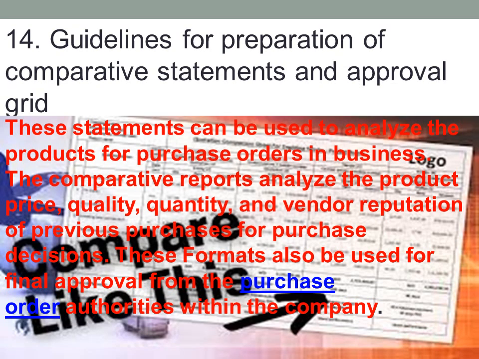SOP about the guidelines for the preparation of comparative statements and the approval grid. These statements can be used to analyze the products for purchase orders in businesses. The comparative reports analyze the product price, quality, quantity, and the vendor's reputation from the previous purchases we have made, and for all these purchasing decisions. These formats are also used for final approval from the purchase order authorities within the company.